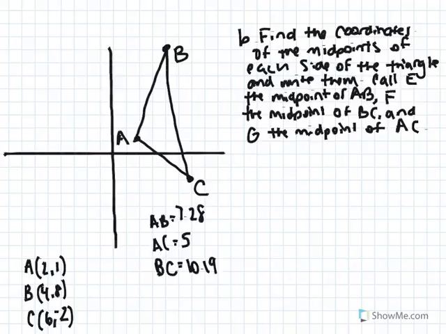Okay, so now we are on to the other part B. I think the question was mislabeled, but it says find the coordinates of the midpoints of each side of the triangle and write them. Call E the midpoint of AB. Okay, so E is the midpoint of AB.